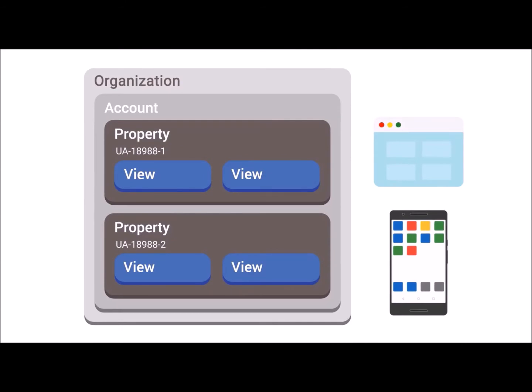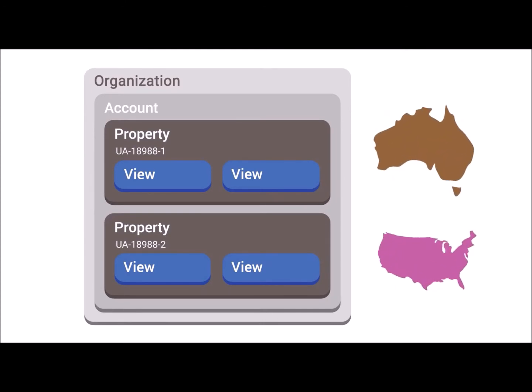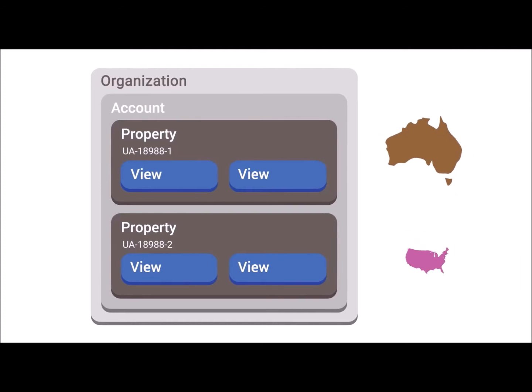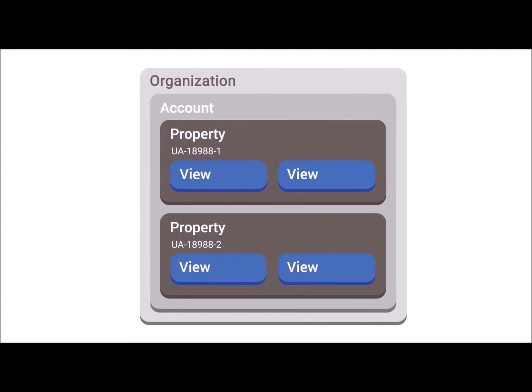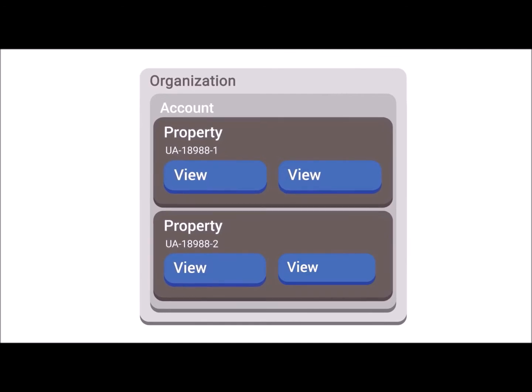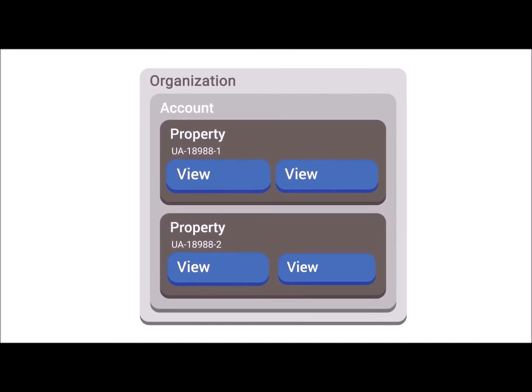You may assign multiple properties to each account, so you can collect data from different websites, mobile applications, or other digital assets associated with your business. For example, you may want to have separate properties for different sales regions or different brands. This allows you to easily view the data for an individual part of your business, but keep in mind this won't allow you to see data from separate properties in aggregate.